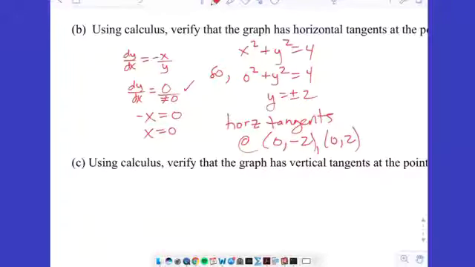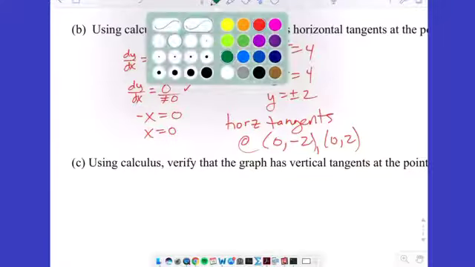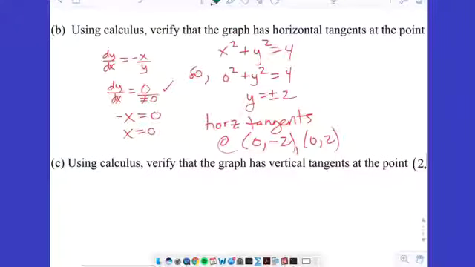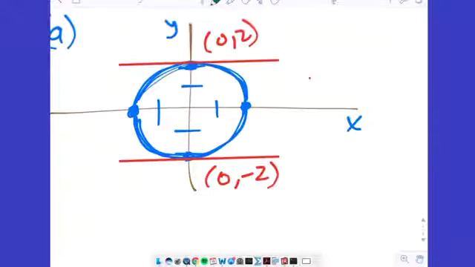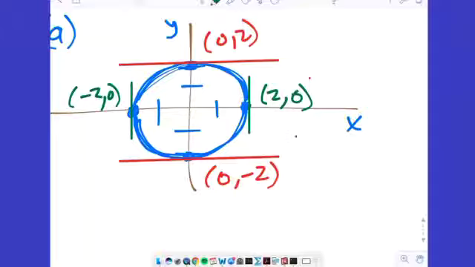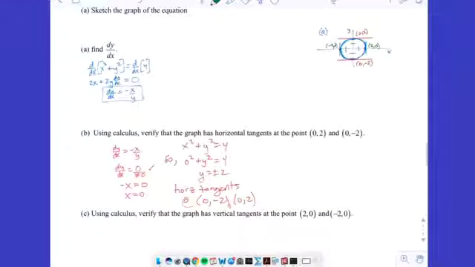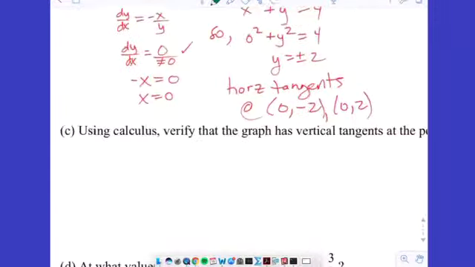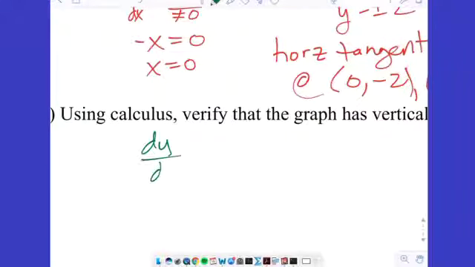All right, part C. Let's choose green here. Using calculus, verify where the vertical tangents are. So coming over here, if you draw a little vertical line, and let me copy and paste that one. We have a vertical tangent over here, looks at (-2, 0), and this one looks like (2, 0). Again, we can answer the calculus question without any calculus because we know what the graph looks like. Let's see if the calculus can get that just by using the algebra involved.